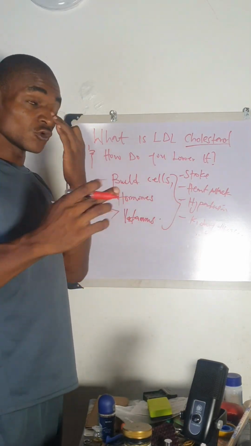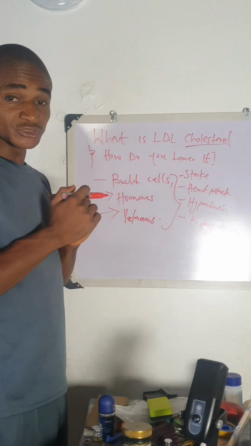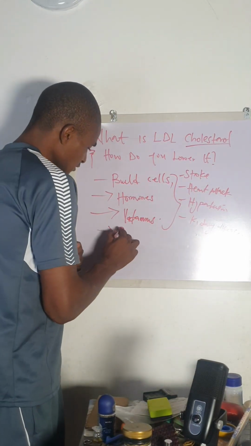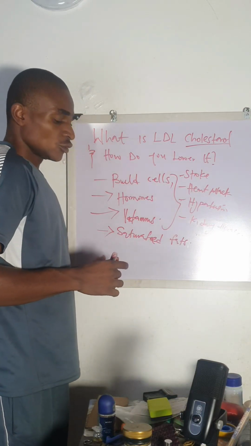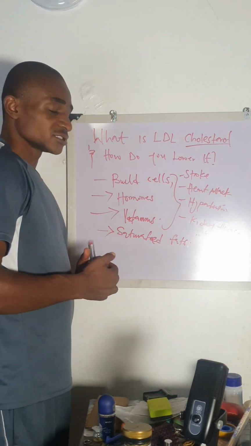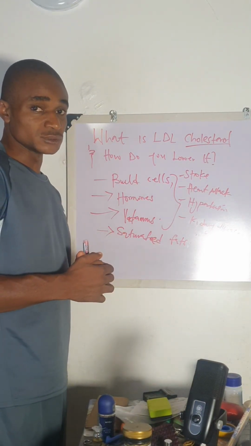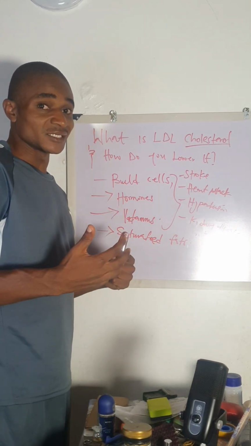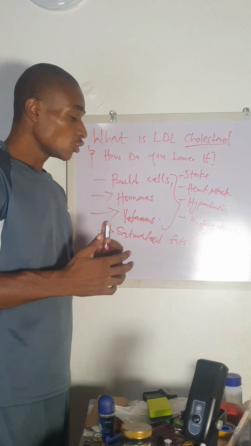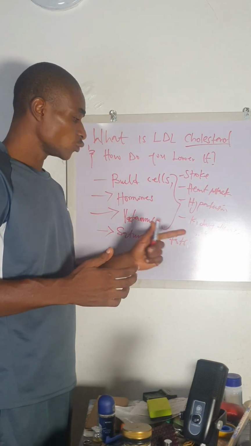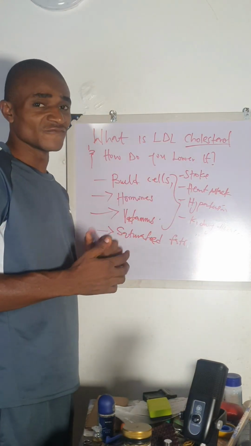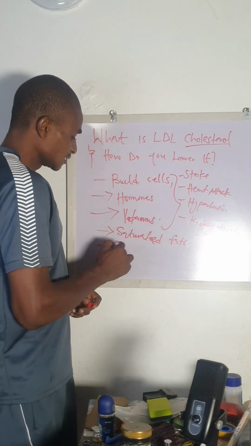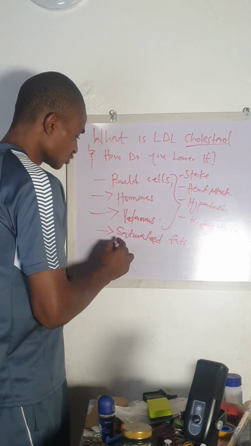The first step of lowering low density lipoprotein cholesterol is to avoid foods that are high in saturated fats. What are the foods that are high in saturated fats? Deep fried food, deep fried meats, red meats. These foods are rich in saturated fats, also known as the bad fats, which contributes to an elevated level of LDL cholesterol.